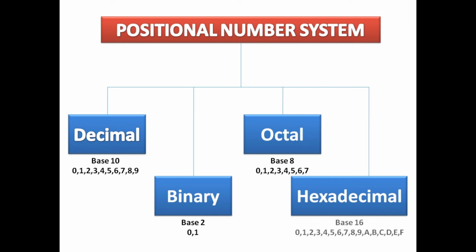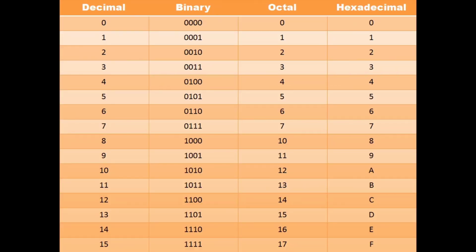Hexadecimal number system is a base 16 number system having 16 digits from 0 to F. 0 to 9 is represented similarly to the decimal number systems and the digits from 10 to 15 are represented as A to F. Here is a chart of relationship among decimal, hexadecimal, binary and octal number system.